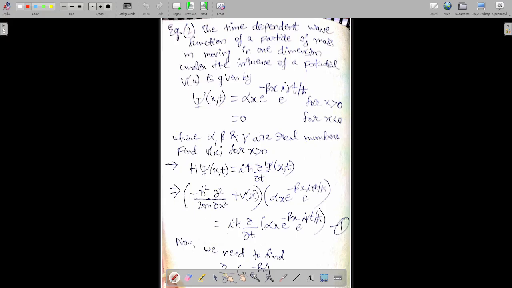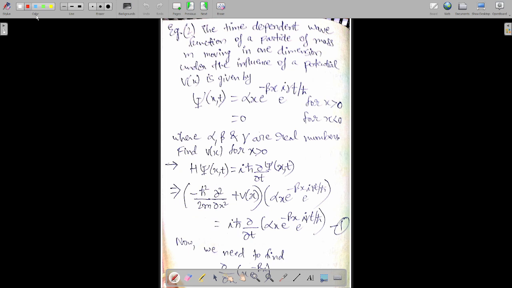So let us move on towards our example number two. This is lecture number 9, physics optional, and in this lecture we are going to see another example in which we have to find out the potential function. Okay, with the help of this we have to find out the potential function.